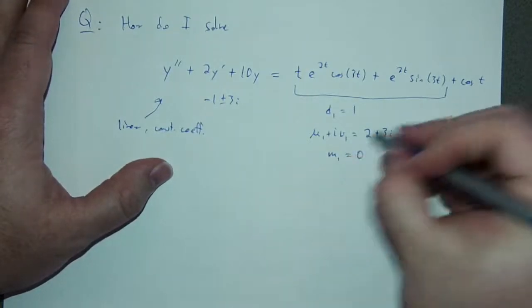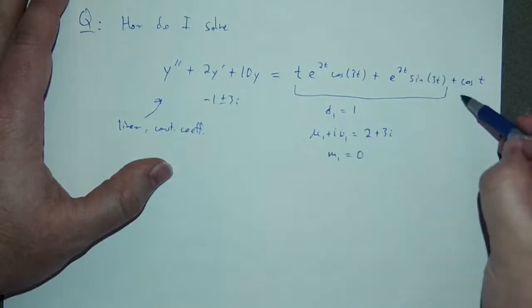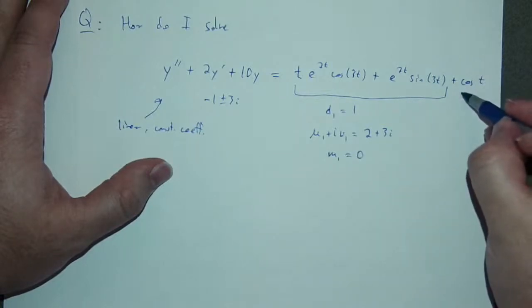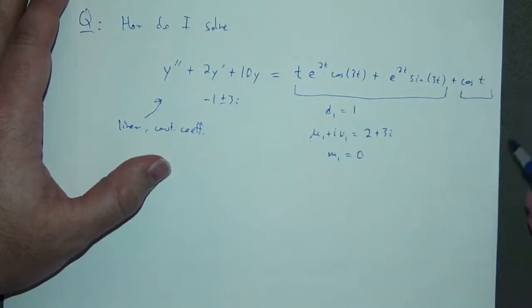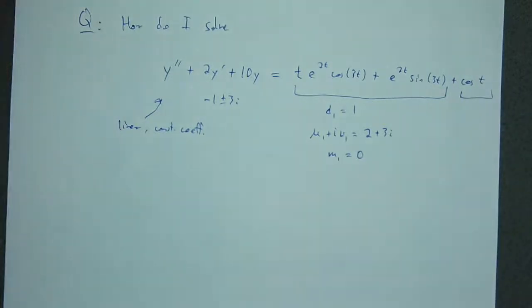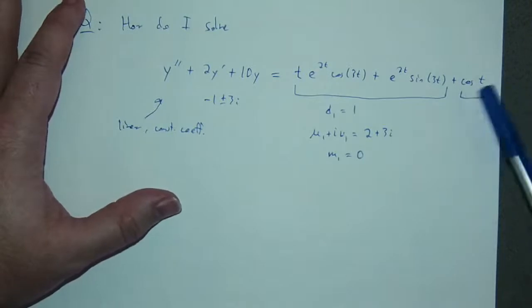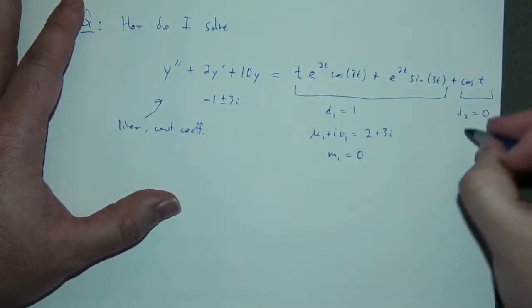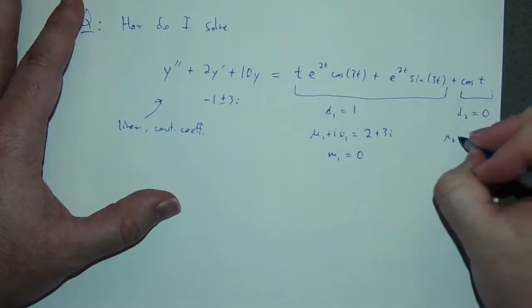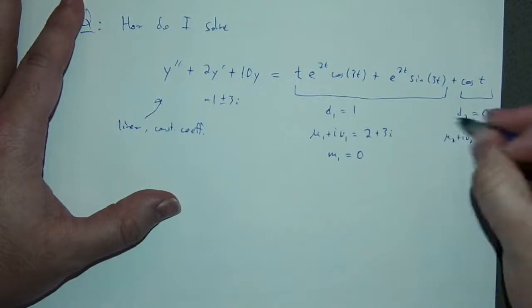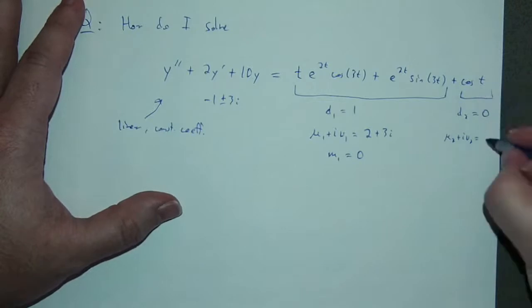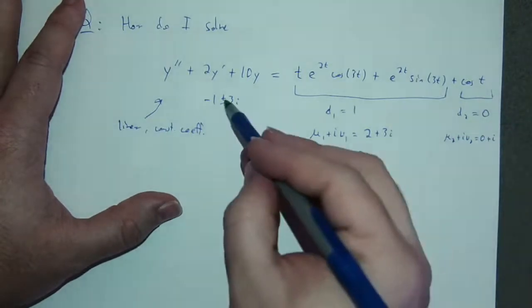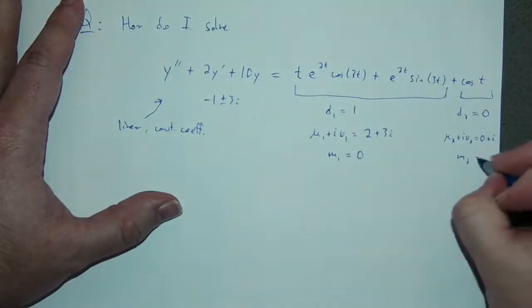Okay. But while this is a thing on its own in characteristic form, these two things combined into a single function are not in characteristic form. This is in characteristic form on its own, though. It has degree 0. It has characteristic, I'll call it mu sub 2 plus i nu sub 2, which is 0 plus i. And since i is not a root of this, it has multiplicity 0.